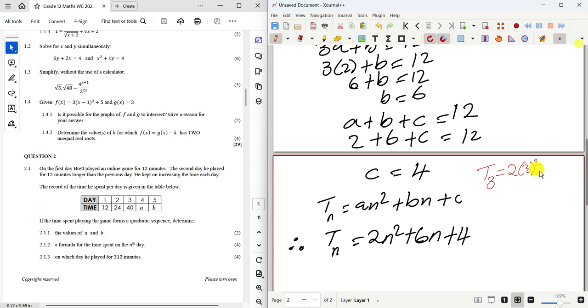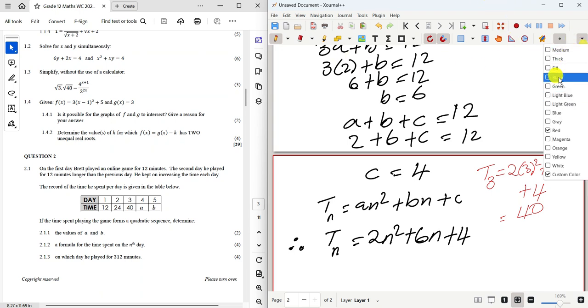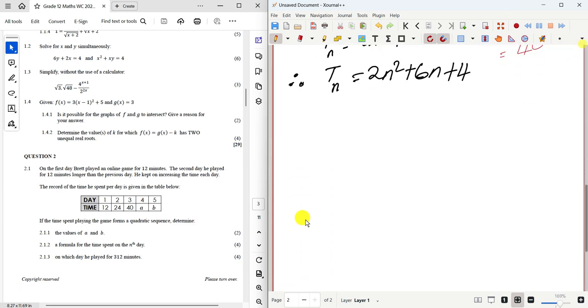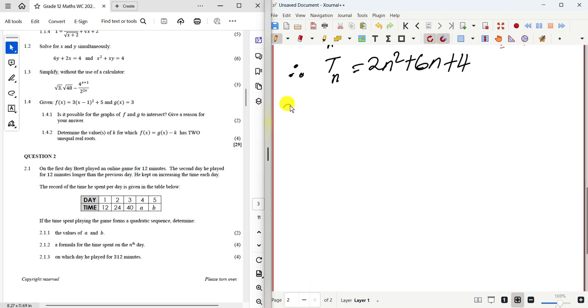2 times 3 squared plus 6 times 3 plus 4. You guys have calculators. 3 squared is 9, so 2 times 9 is 18, plus 18 is 36, plus 4 is 40. Let's check. The third term is 40. This means this is correct.